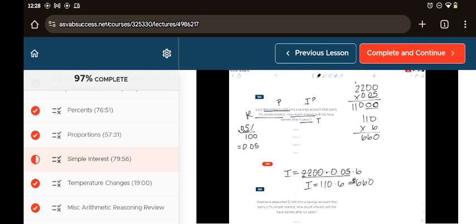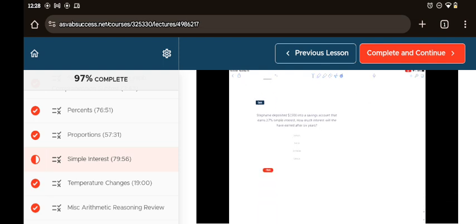When you're ready, let me make some space here. Let's move on to number 6. It says, Stephanie deposited $1,500 into a savings account that earns 2.7% simple interest. How much interest will she have earned after 6 years? Okay, so this one has deposited $1,500, that's the principal, 2.7% interest, that's our rate. How much interest, that's what we're looking for, and our time is 6 years.